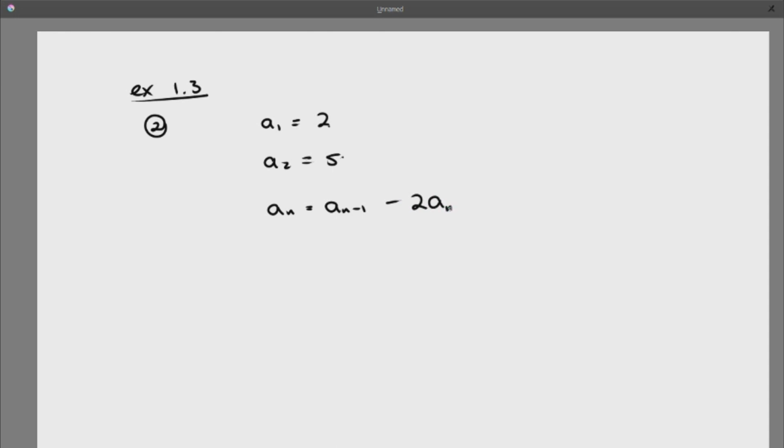Also, when you're writing this, make it very clear that that -1, for example, is in the subscript. It's not like this minus. This is a big one. This is a little one.